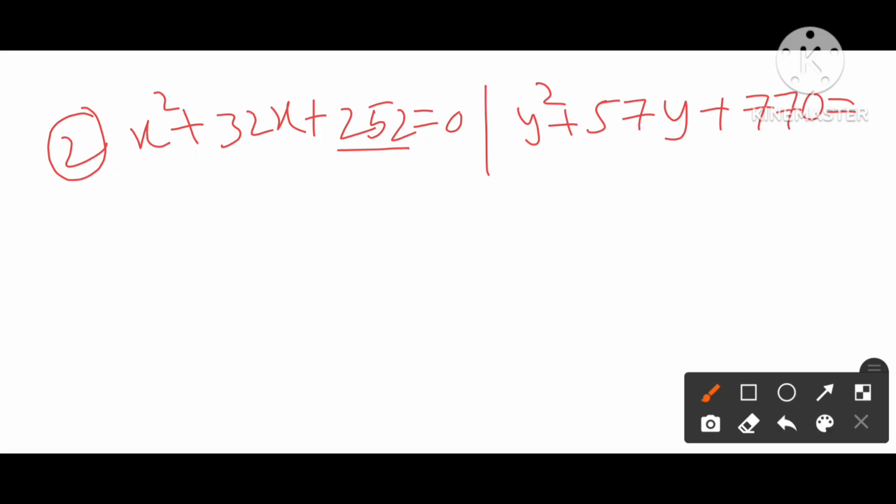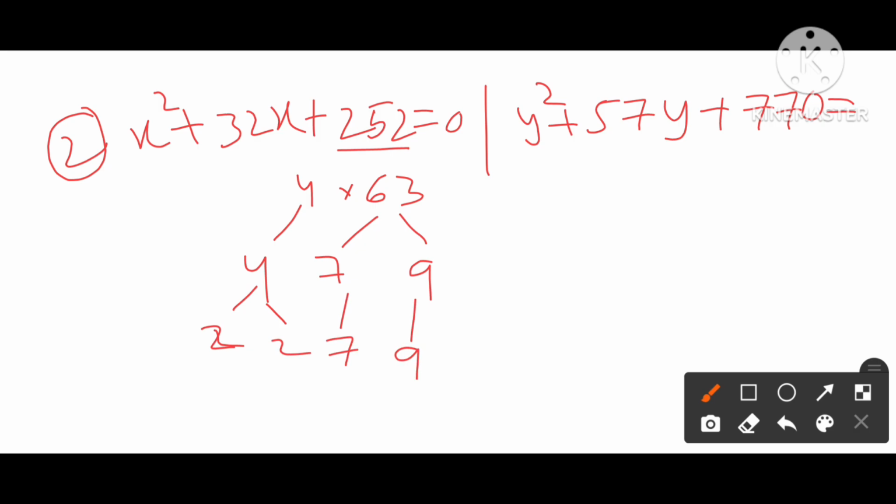So 252 means I can see 4 here, 4 6 times and 3 times. Next, let's divide this 63 as 7 9 times, and this 4. So we have 4, 7 and 9 as the factors. This 4 is 2 into 2. So 2 into 2 into 7 into 9 is nothing but 252. But we need two factors, and the sum of those two factors must be 32.